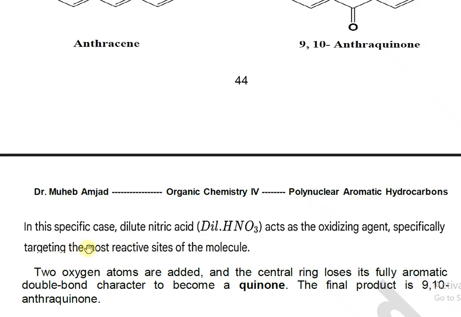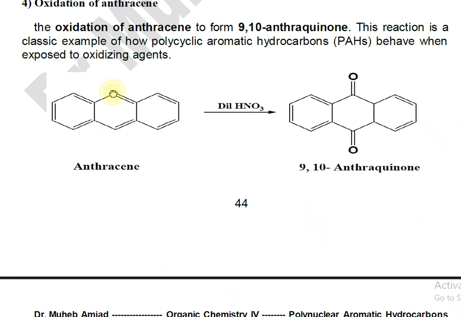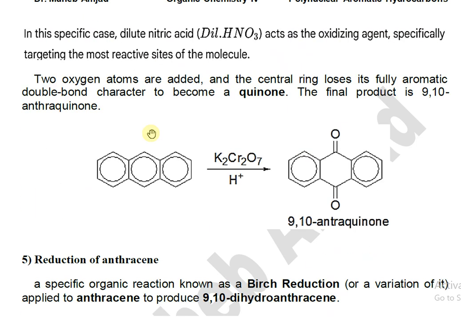Where is the most reactive site on the molecule? The most reactive sites are 9 and 10. This and this. Two oxygen atoms are added, and the central ring loses its full aromatic system for double bond character to become a quinone. This is the quinone, anthraquinone. The final product is 9,10-anthraquinone. This reaction can also be done with K2Cr2O7 as the oxidizing agent.